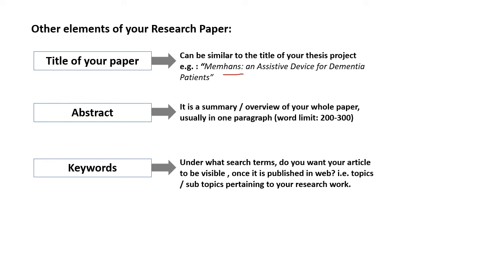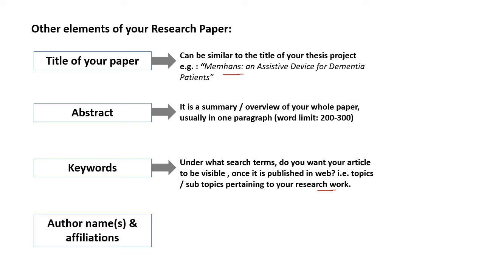And then keywords. Keywords are basically the topics or subtopics pertaining to your research work. So the keywords can be sustainability, inclusive design or universal design, or any other thing depending on which is more relevant, or design for elderly. These would be the search terms under which you want your article to be visible once it is published on the web.